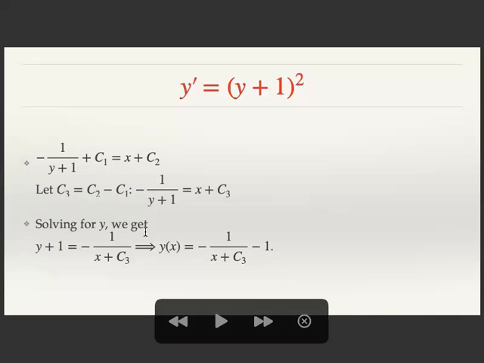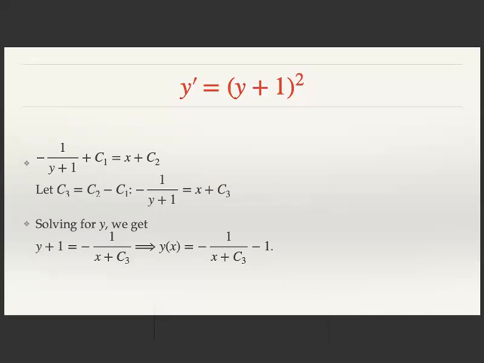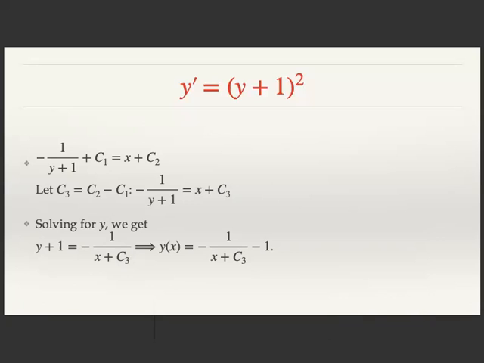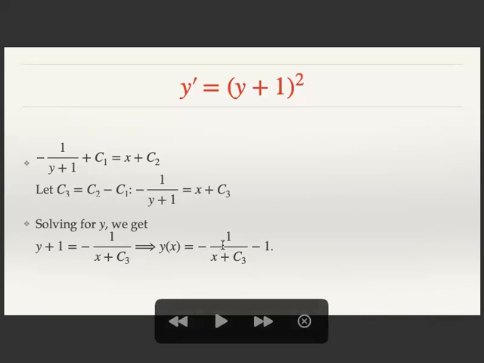And now let's solve for y, because we want to find y. So y plus 1 is equal to -1 over x plus c3. I cross multiplied, and we got y plus 1 is -1 over x plus c3. So y is -1 over x plus c3, minus 1.